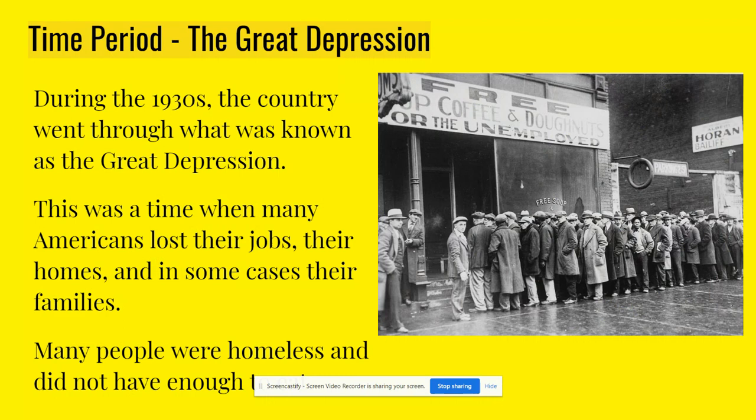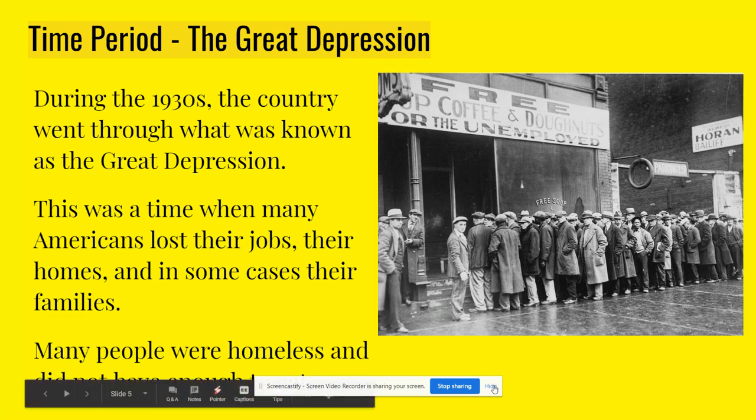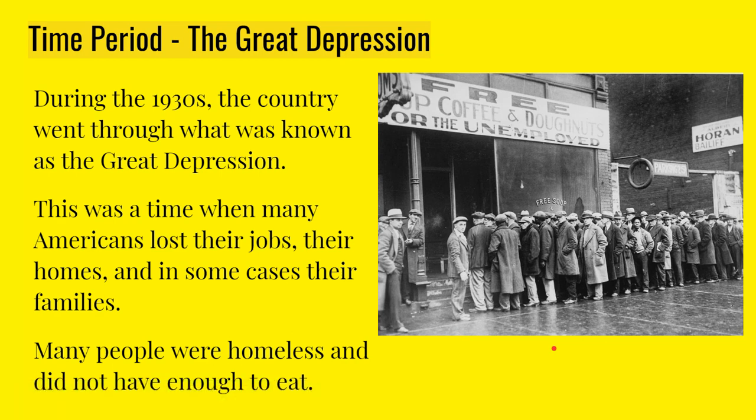All right, so during the 1930s, the country went through what we know as the Great Depression. Again, you learned about this in U.S. history. It was a time when many Americans lost their jobs, their homes, and in some cases their families. It wasn't unusual for men to just pick up and leave because they couldn't take care of their families anymore and they felt ashamed. Many people were homeless, and they didn't have enough to eat.